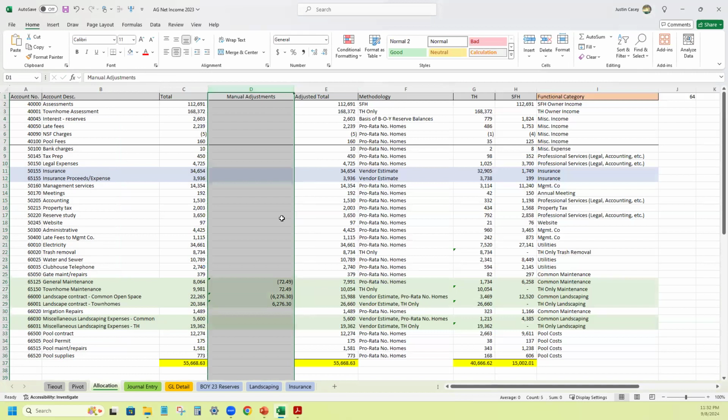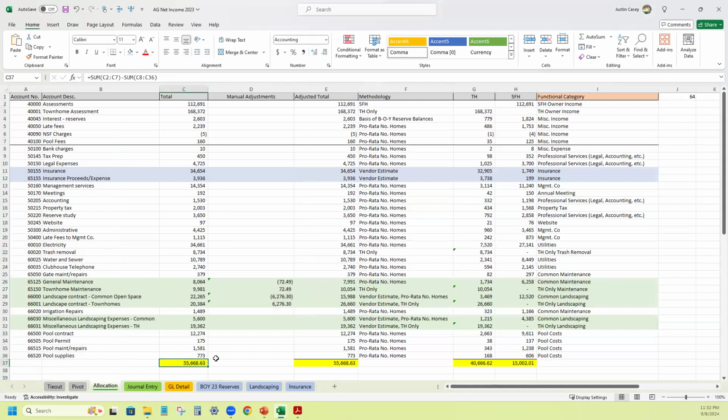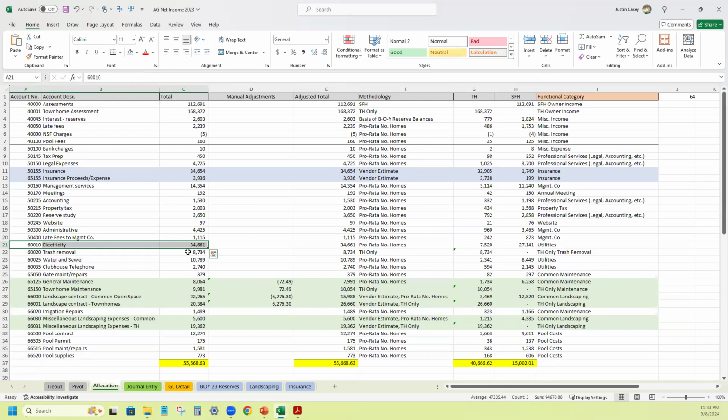But basically, the next step that we have to do is make sure that we can rely on the 55669. The next thing we need to do, prior to making any allocations, is ensure that electricity, for example account 610, is in fact accurately stated before we make any divisions on it. And trash removal is accurately stated before we put it all to the townhomes.